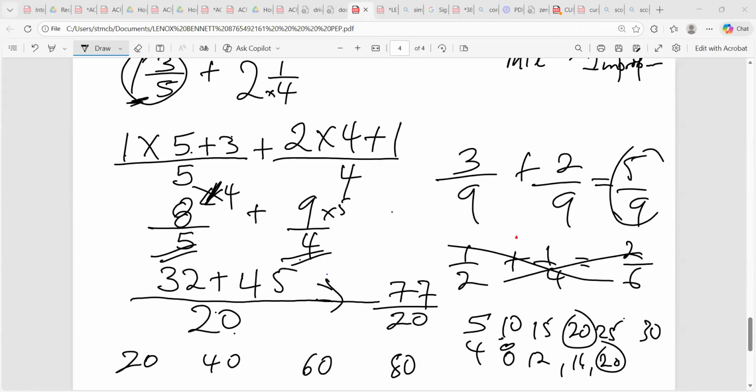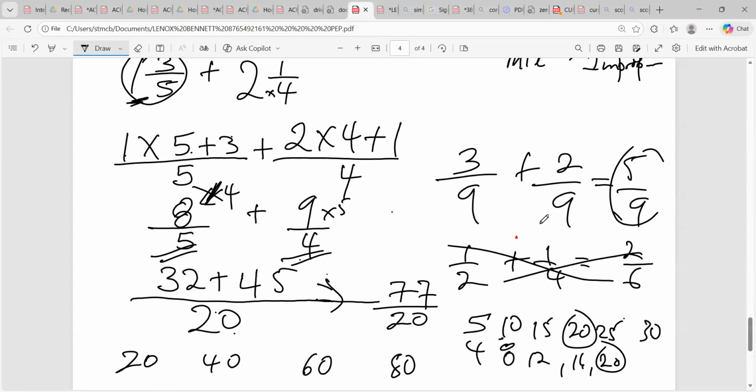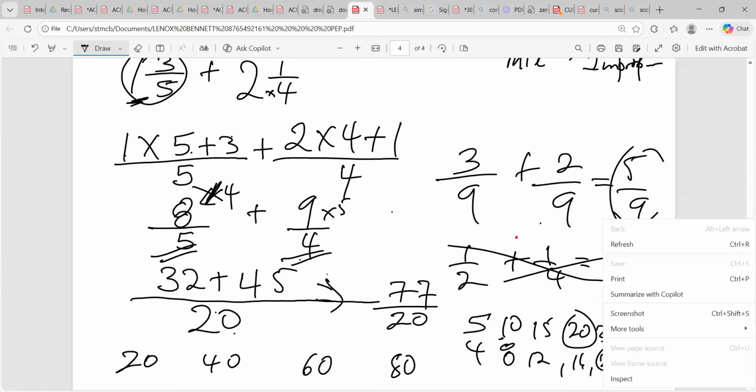How many groups of 20? Go ahead. How many groups of 20 can we get out of 77? Yeah, go ahead, Brooks. We can get 3 20s out of 60. Thank you. So that's how the whole number comes in.